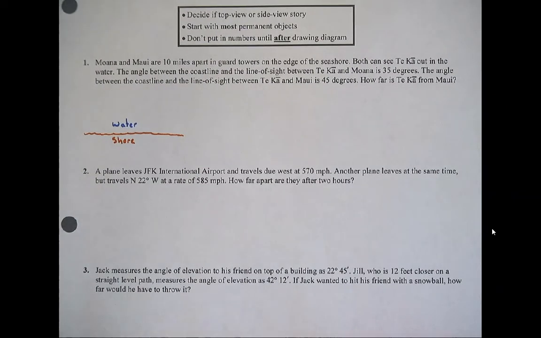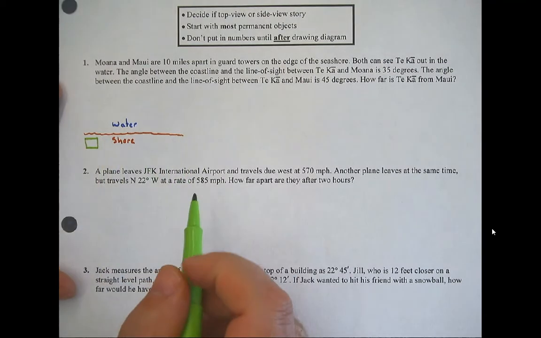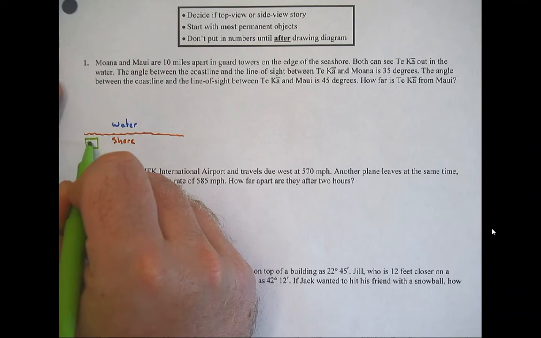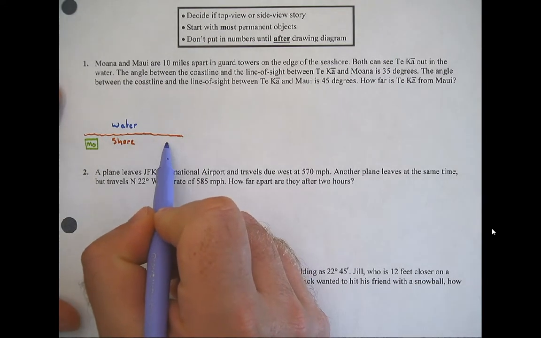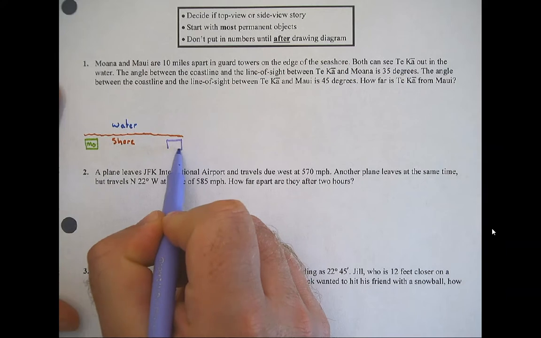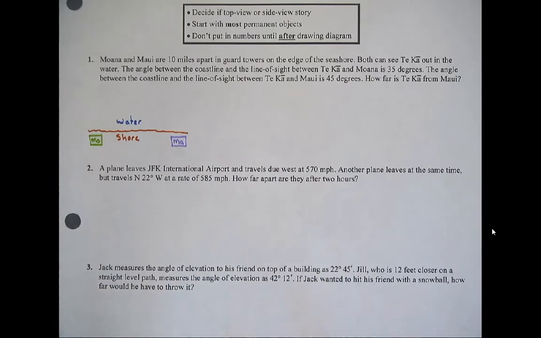Next, let's put the guard towers. The guard towers are on the edge of the water on the shoreline. So here's one guard tower, and let's put Moana in this one. So I'm going to write M and O in there. Then we also have a guard tower where Maui is. Maui is guarding this end of the beach, so I'm going to put an M and an A in there. Lastly, we have Taka. Taka is out somewhere in the water. So I'm just going to pick some point.